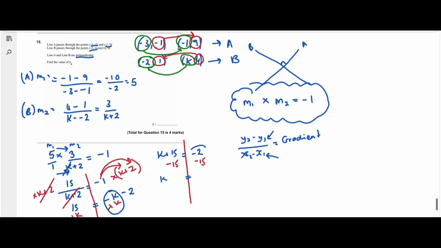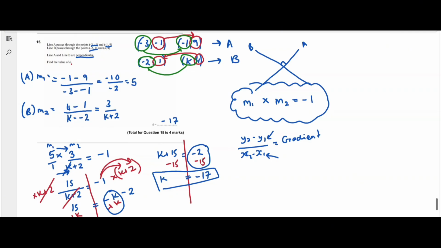Again, it sounds silly. Check this on your calculator. The amount of times I've seen people get this wrong when they've got right up into this stage and they make a silly mistake. -2 take 15 is -17. Okay, so the answer here is -17, and that is the final answer for 4 marks there.